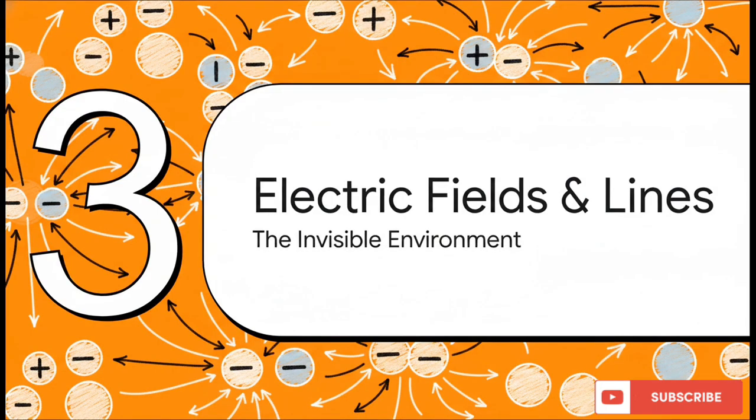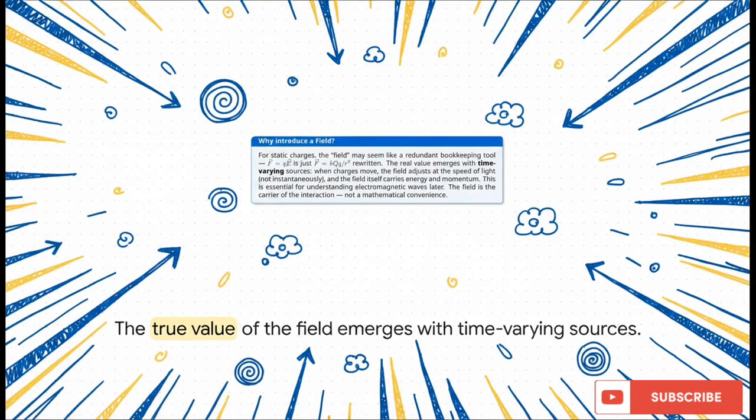Moving right along to Section 3, electric fields and lines. Welcome to the invisible environment surrounding our interacting charges. Now, you might be sitting there wondering, why do we even need this whole field concept if we already have Coulomb's force equation, right? For static charges, it kind of just seems like a redundant bookkeeping trick.